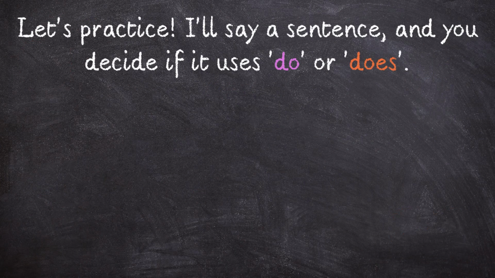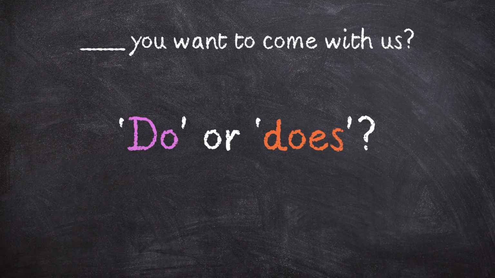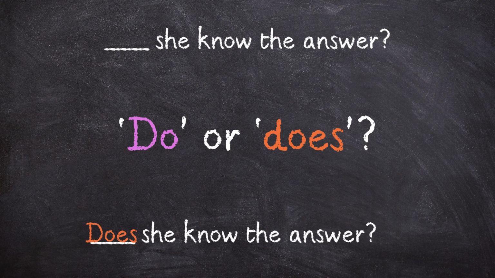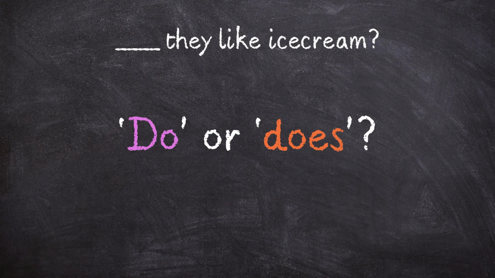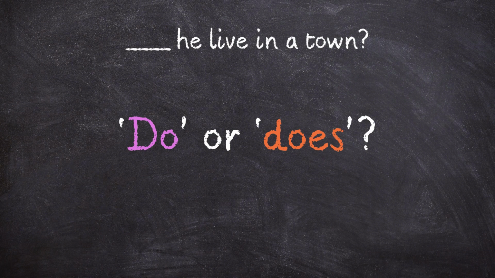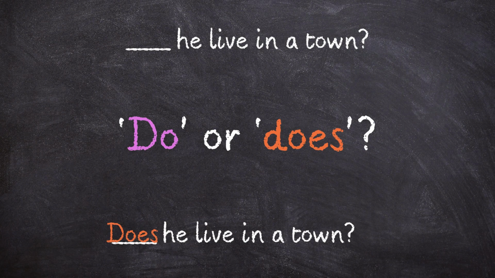Practice time. Let's practice. I'll say a sentence, and you decide if it uses do or does. Ready? You want to come with us? Do you want to come with us? She know the answer? Does she know the answer? They like ice cream. Do they like ice cream? He live in a town. Does he live in a town?